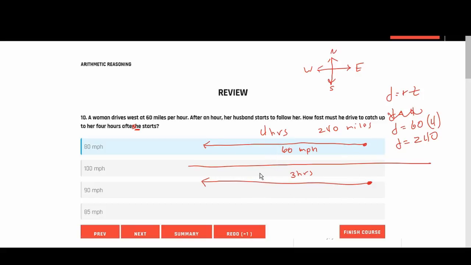He has to catch up to her in 3 hours, so he also has to go 240 miles, albeit in 3 hours. So again, we're going to use the distance equals rate times time formula to figure that out. In this case, we know how far he has to go, namely 240 miles. We know how long he has, namely 3 hours. And we need to find out how fast he has to go to catch up to her after she's been driving for 4 hours.